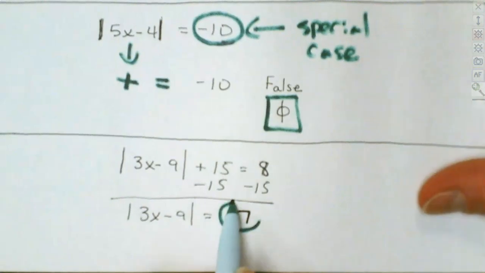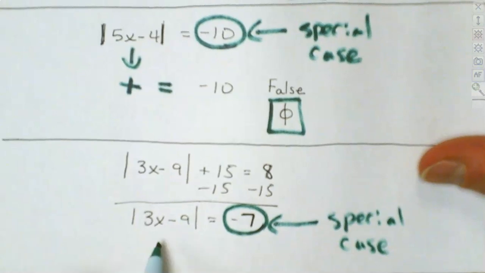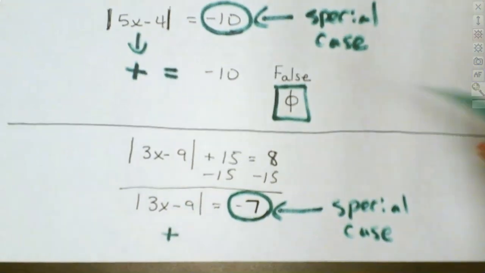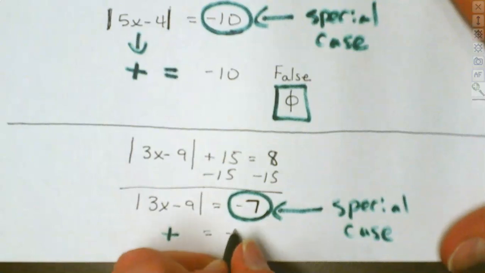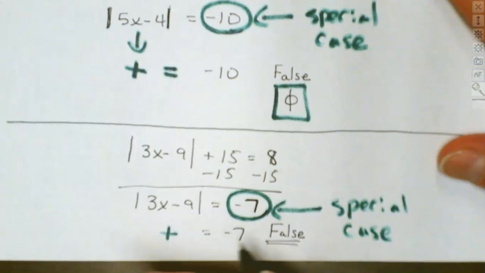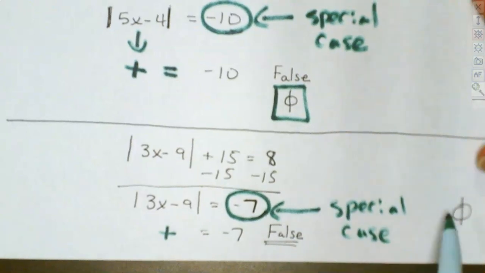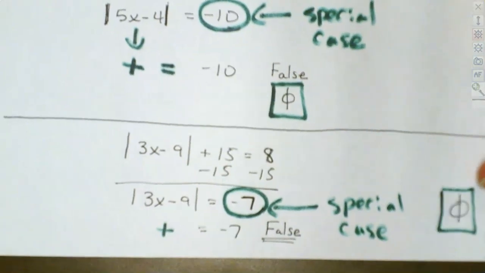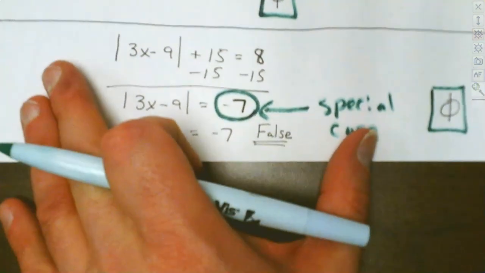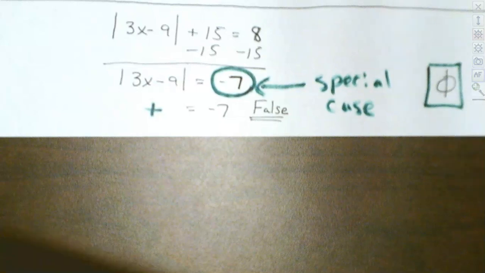And again, that negative there, that makes it a special case. We know then that positive numbers can never equal a negative 7. So again, what is that? That is false. And what's my solution? The empty or the null set. All the special cases are either going to be true, meaning everything, or false, meaning nothing. So let's look at a couple more.